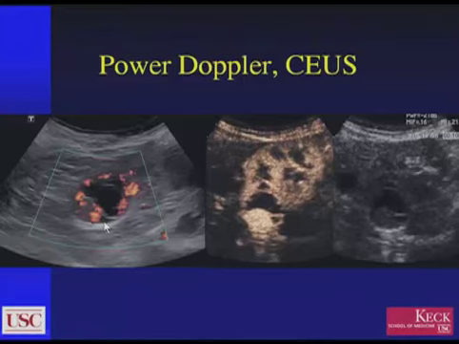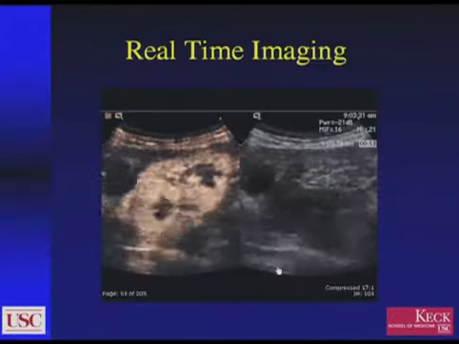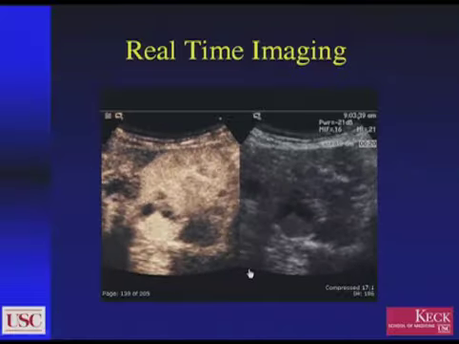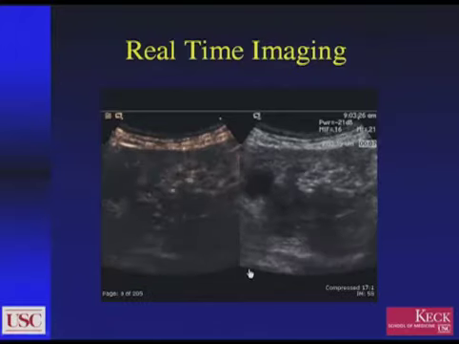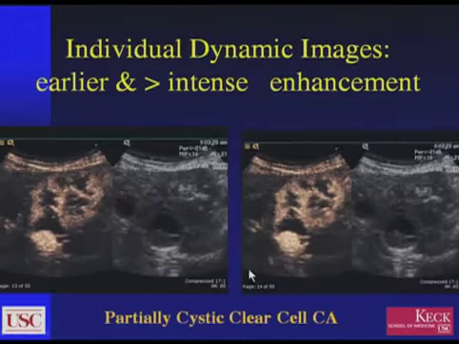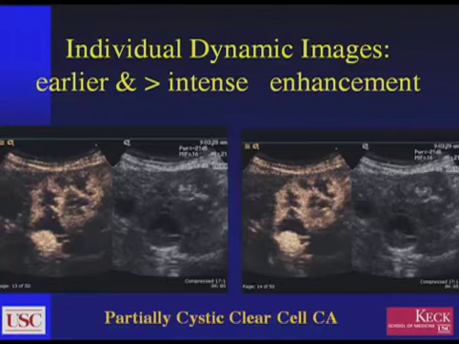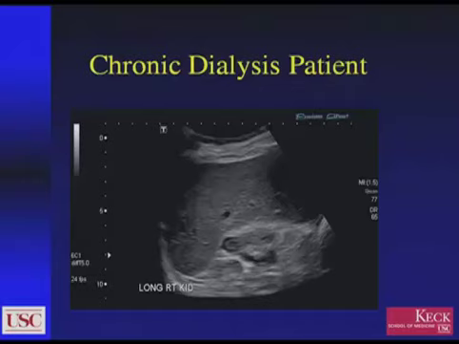Again, even on power Doppler, we were able to see that there is a solid component here with some flow, which enhances dramatically after contrast injection. Here you can see again this dramatically enhancing component of this malignant renal mass. Given the very, very high vascularity, this did turn out to be a partially cystic clear cell carcinoma.